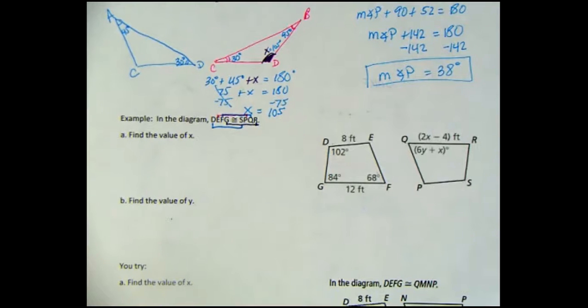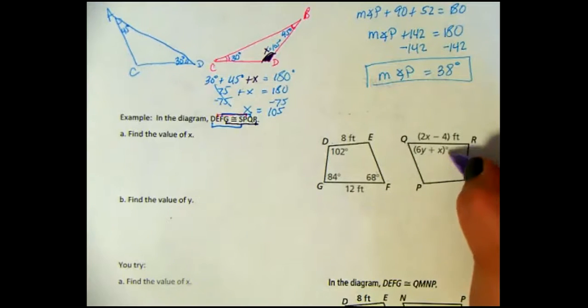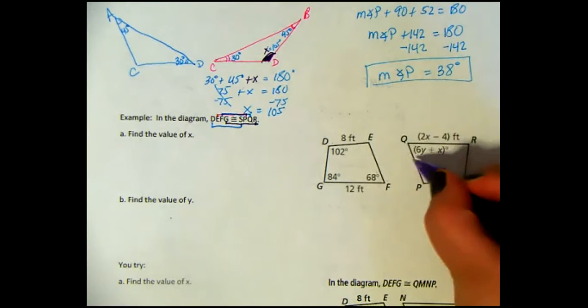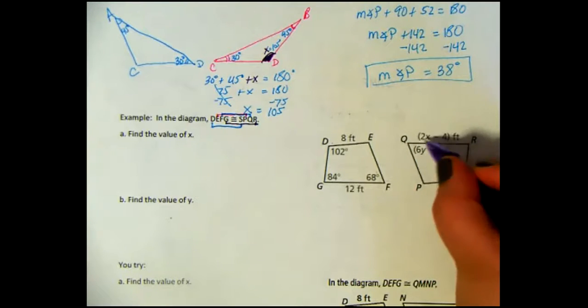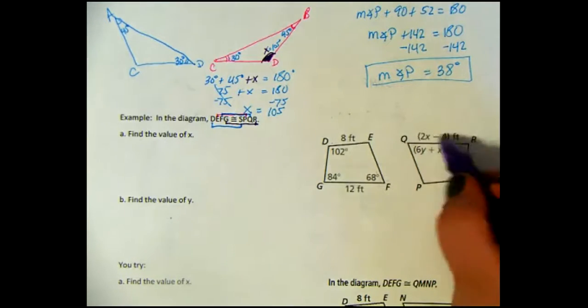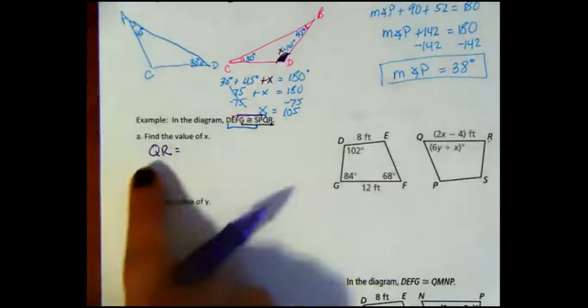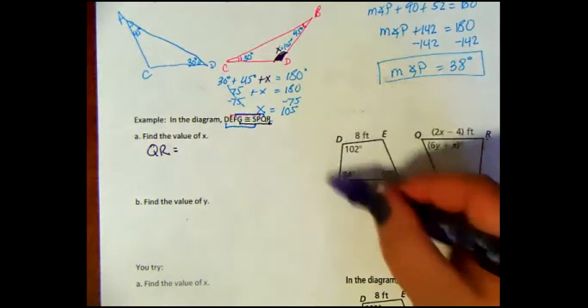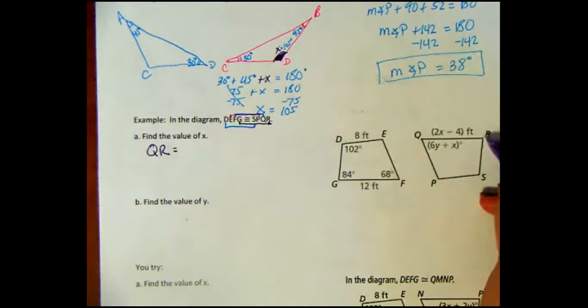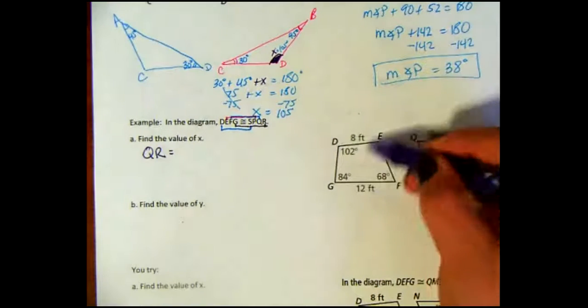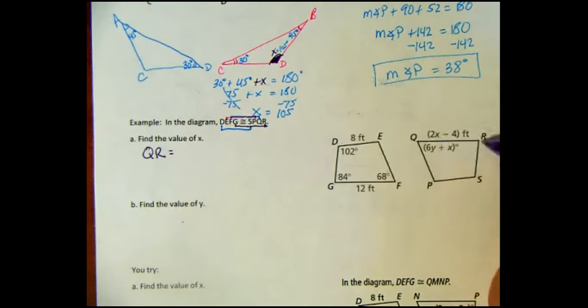Okay. So in order to find X, I want to use the one that only has X in it. I don't want to use the one that has Y in it too. So I want to use this 2x minus 4. Well, 2x minus 4 feet is the measurement of a side QR. So I need to know which one of these sides is congruent to QR on this polygon.